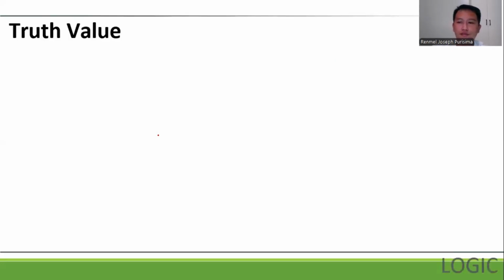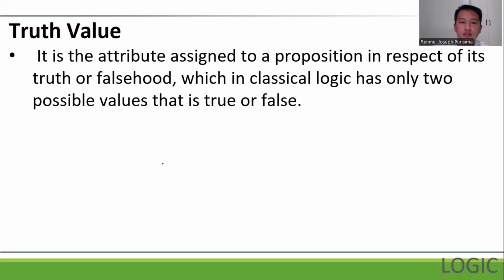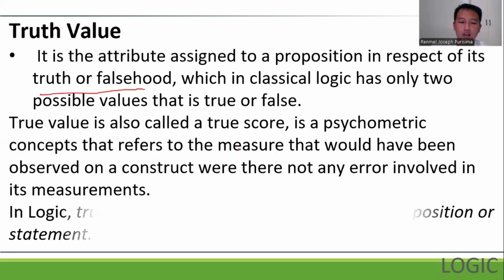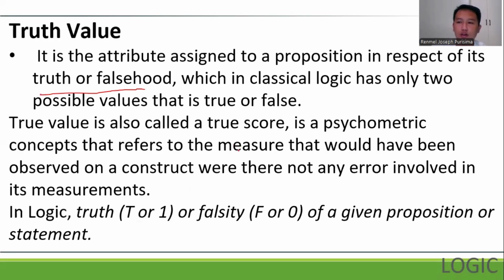Now we have truth value. When we have truth value, it is the attributes assigned to a proposition in respect of its truth or falsehood. We have discussed this earlier, no? So truth value is also called a truth score. And in logic, truth is referred to or can be symbolized as T or 1, or for falsity, it is F or 0, of a given proposition or a statement.